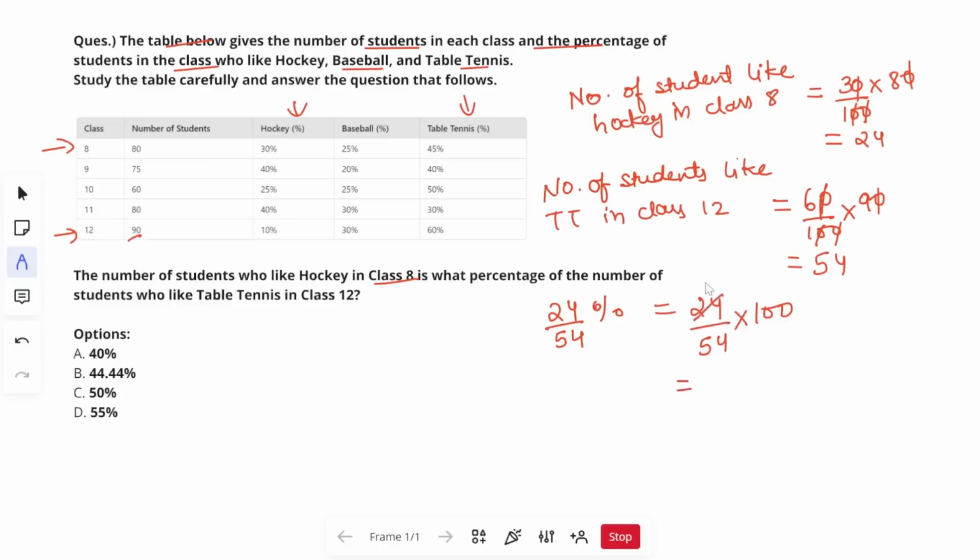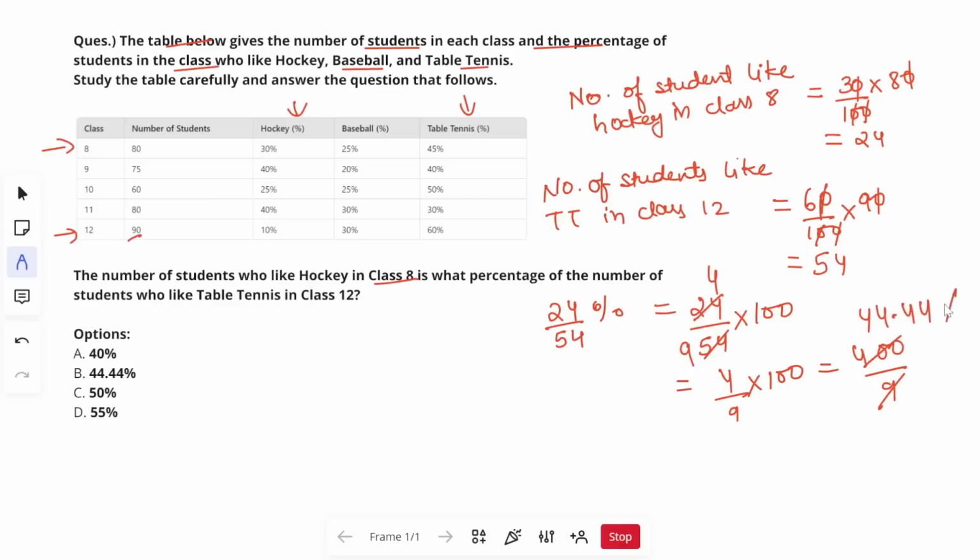So we will cut with 6: 6 4s are 24, 6 9s are 54. So 4 by 9 into 100, right? So we can say if you divide it further, it will be 400 divided by 9. If you try to cut it, it will be like 4. So 9 4s are 36, and then again 4. So again it will be 4.44. In this way it will go.